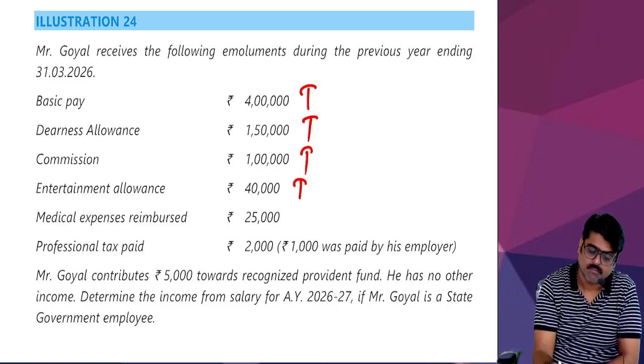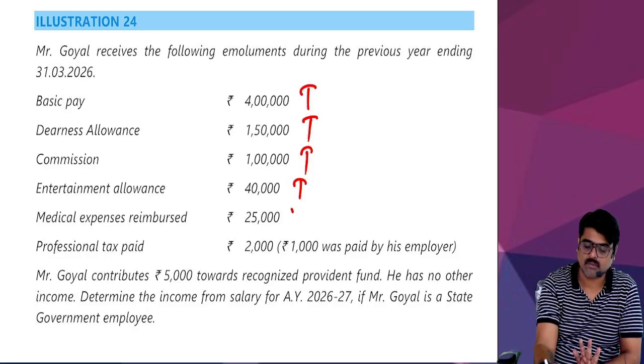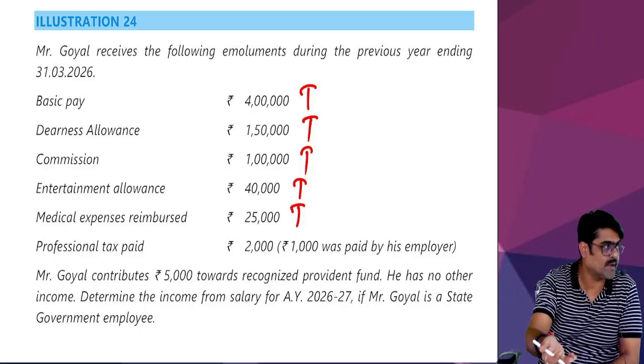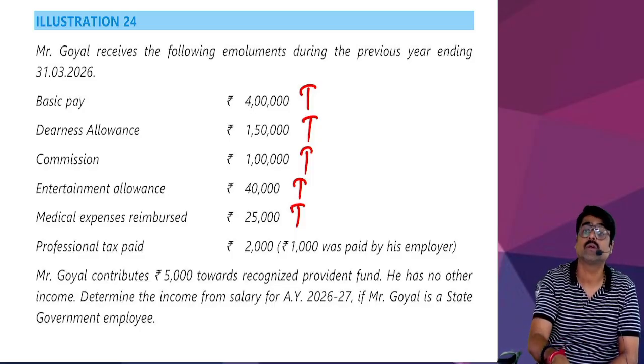Next one. Medical expenses reimbursed. Now see, first of all I am telling you that this is taxable. We have yet to discuss the medical reimbursement. So whenever we discuss it, you will come to know that this is taxable.